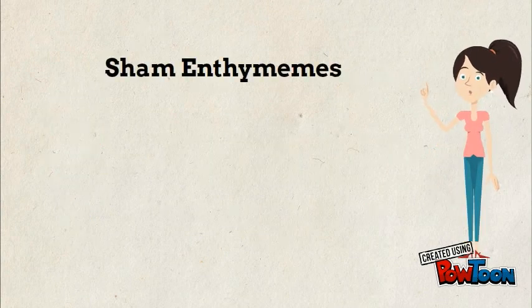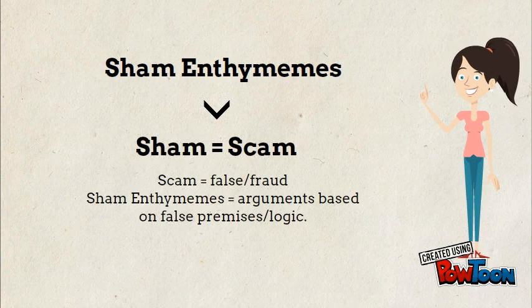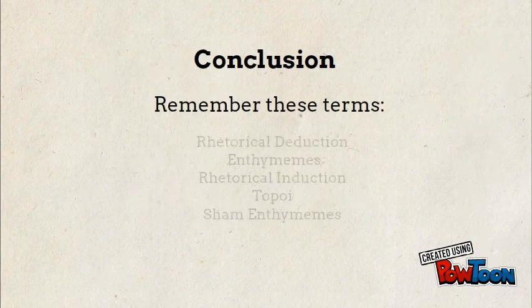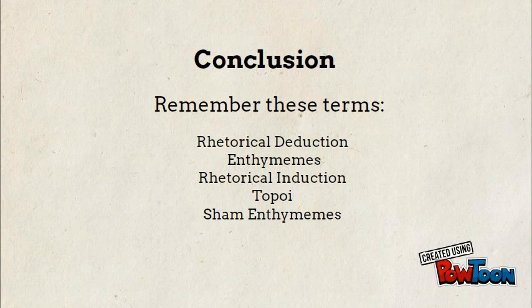To remember sham enthymemes, think of the word scam. Scams are false and fraudulent, similar to how sham enthymemes are arguments based on false or flawed logic. In conclusion, remember these terms for your test: rhetorical deduction, enthymemes, rhetorical induction, topoi, and sham enthymemes.